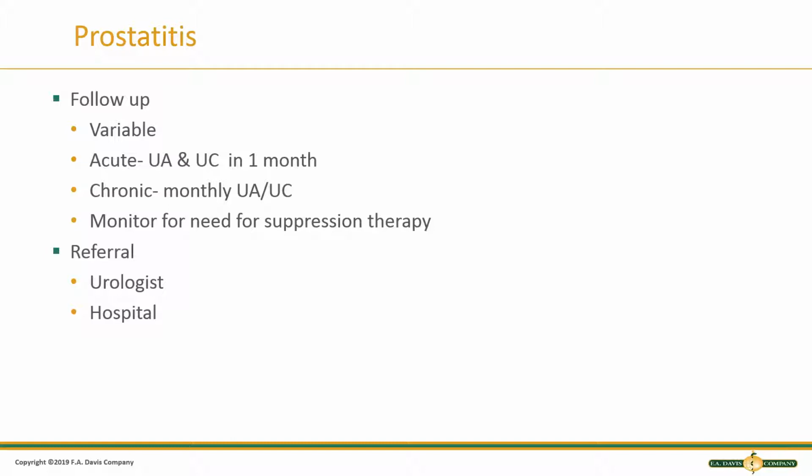Patients may require prophylactic antibiotics for recurrent infections. Refer to urology for those with hematuria or very elevated PSA, or if you suspect cancer. You should also refer to a hospital for acute urinary retention, urosepsis, if a patient is acutely ill, if you suspect an abscess, or with a fever.